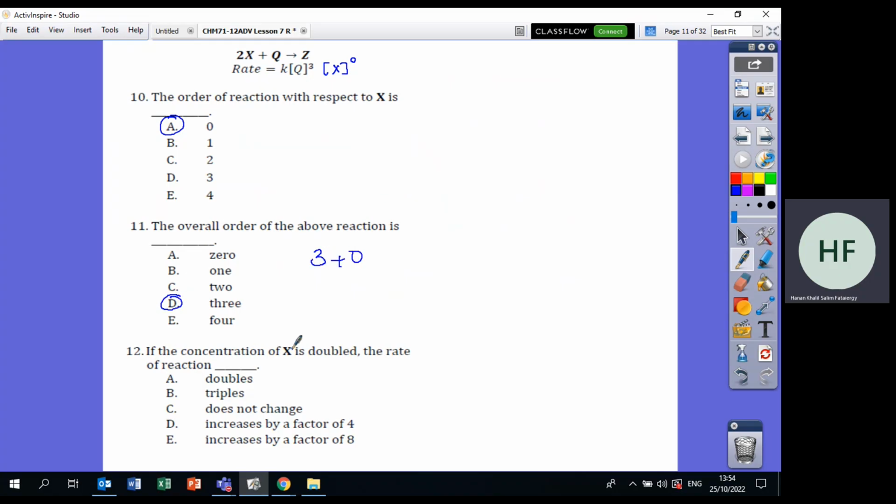If the concentration of X is doubled, we put 2 instead of X. Of course its order is 0, so the rate will not be affected.